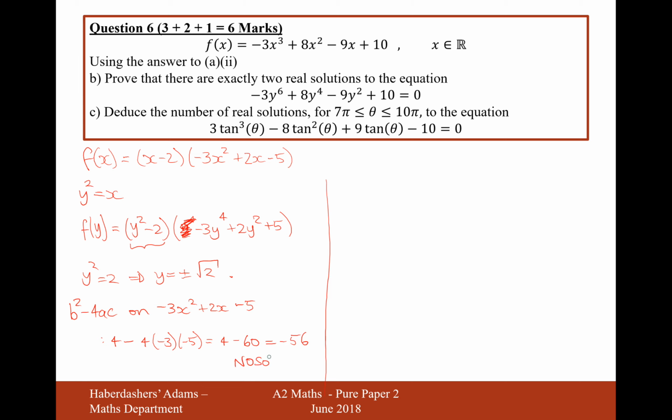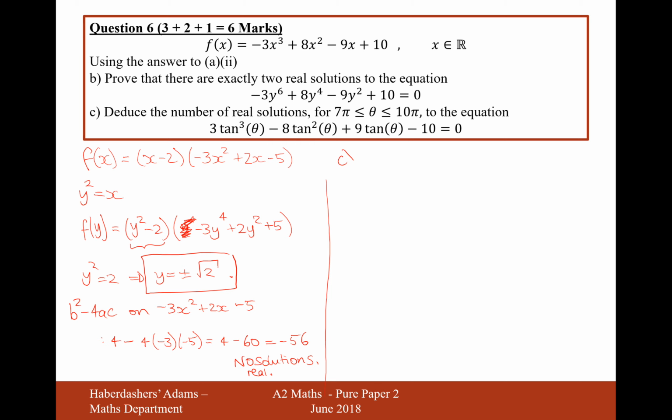So therefore no real solutions will come out of here, so there are only 2 roots, only 2 solutions out of that polynomial, and that is y equals plus or minus square root of 2.